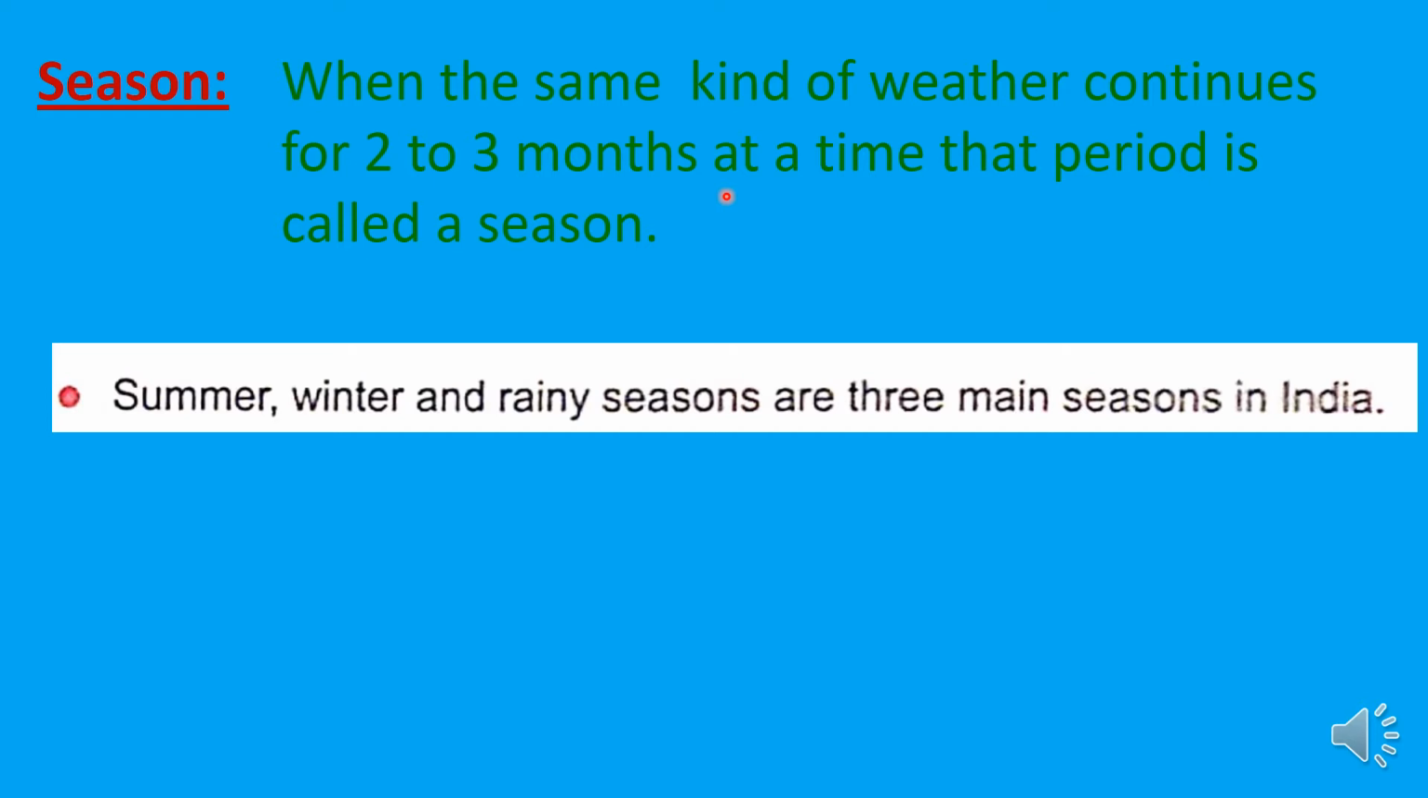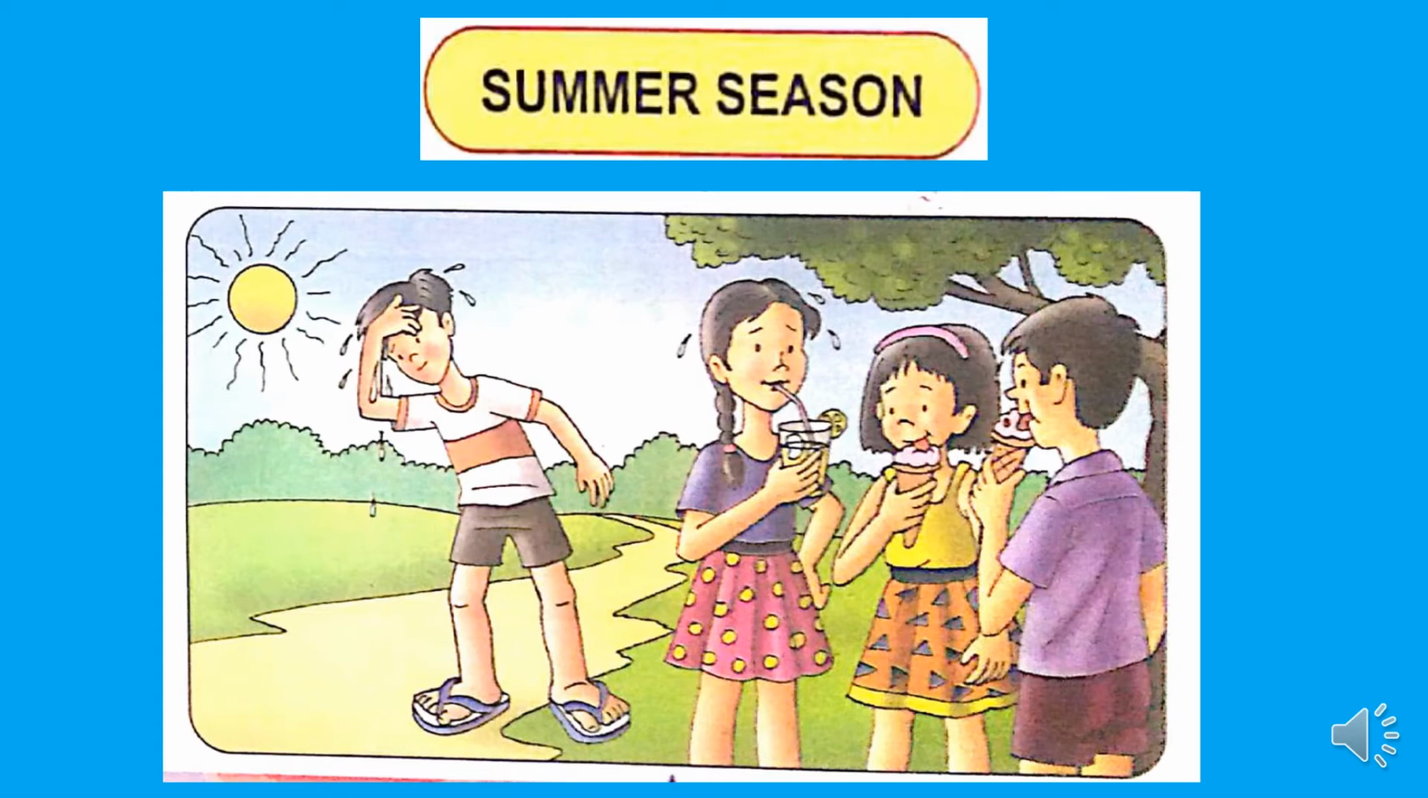Children, summer, winter and rainy seasons are three main seasons in India. Okay, children, now we learn about summer season.